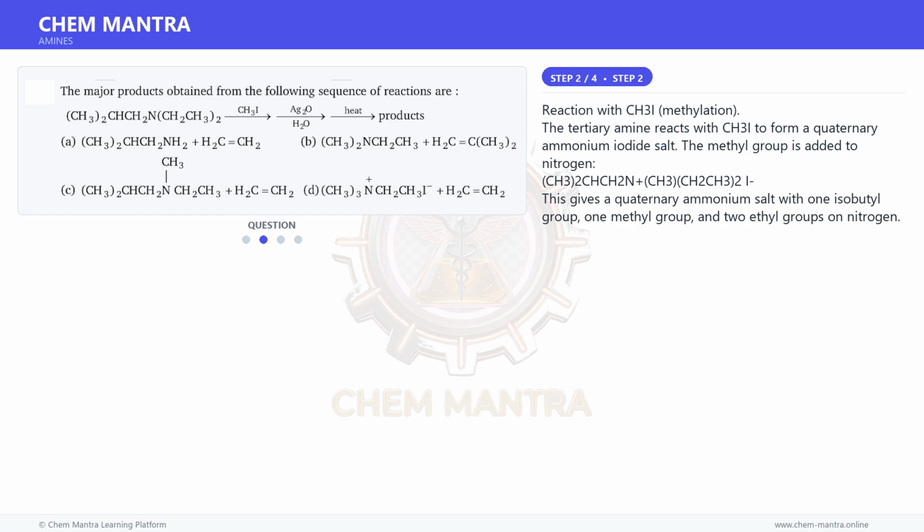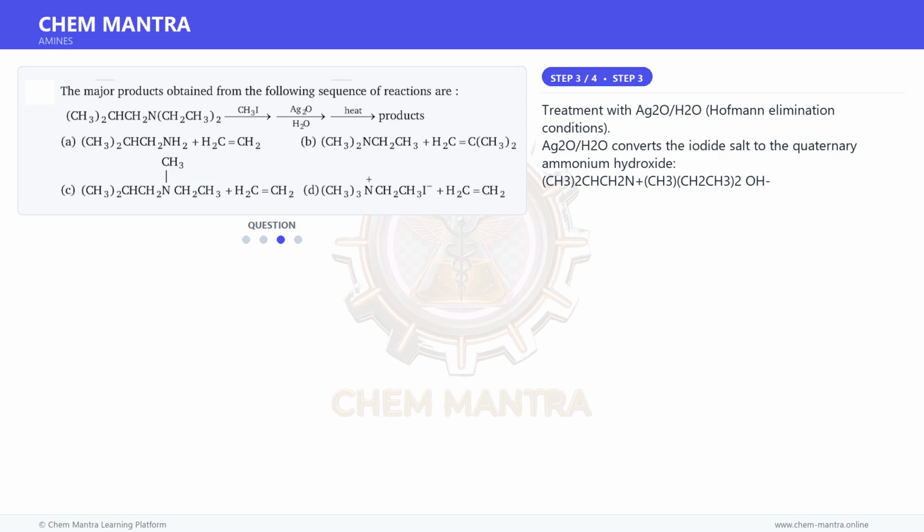Reaction with CH3I, methylation. The tertiary amine reacts with CH3I to form a quaternary ammonium iodide salt. The methyl group is added to nitrogen. (CH3)2CHCH2N(CH2CH3)2 plus CH3I gives (CH3)2CHCH2N+(CH3)(CH2CH3)2 I-. This gives a quaternary ammonium salt with 1 isobutyl group, 1 methyl group, and 2 ethyl groups on nitrogen. Moving on to the next step.